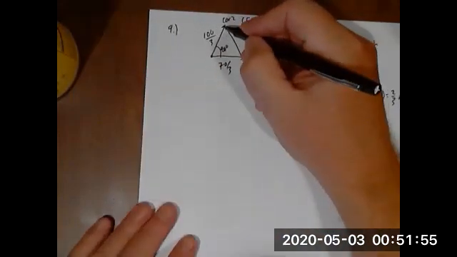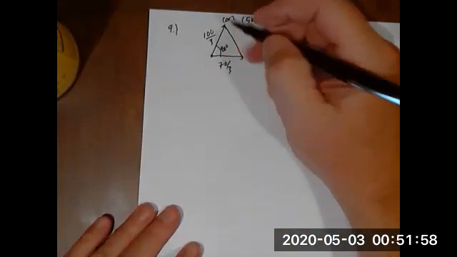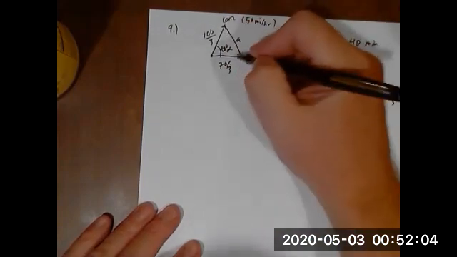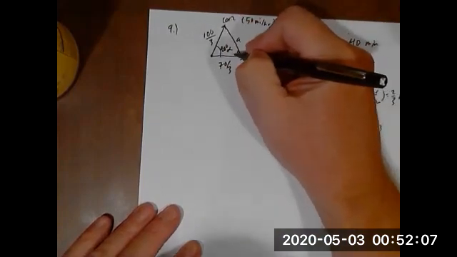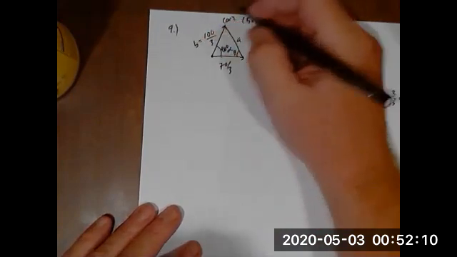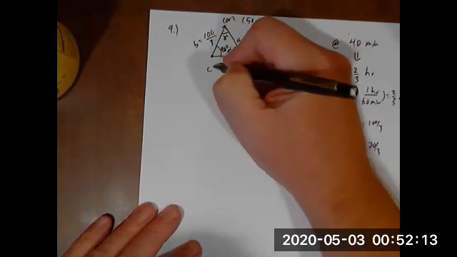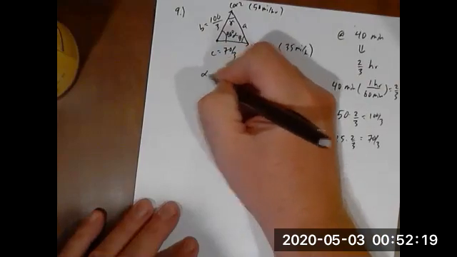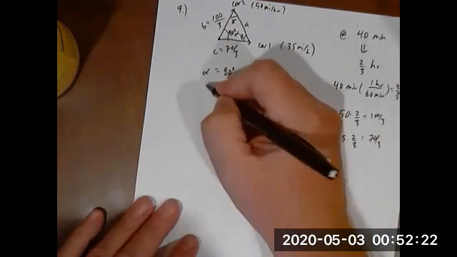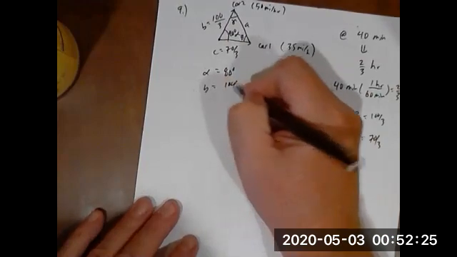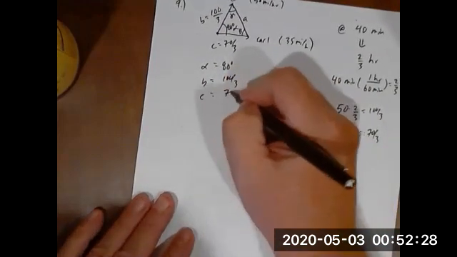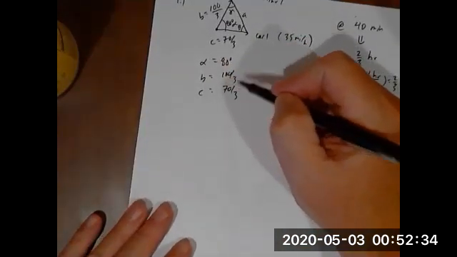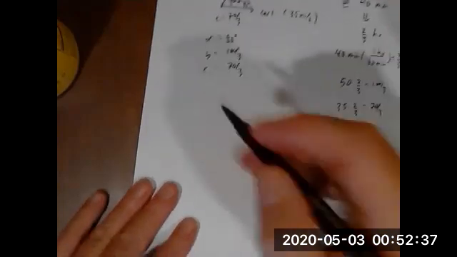What do we have? Side, angle, side. If I call this alpha, this would be side A. If I call this beta, I'll call this B. If I call this gamma, this is C. What do I have? Alpha is 80 degrees, B is 100 over 3, C is 70 over 3. I have angle, side, non-matching, so I have to use the law of cosines to find A.